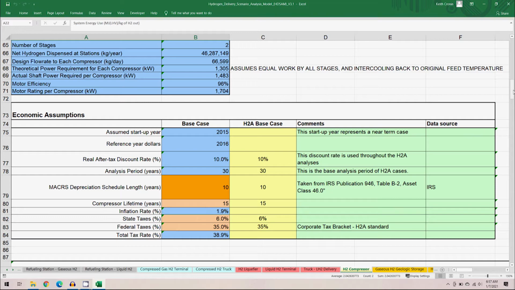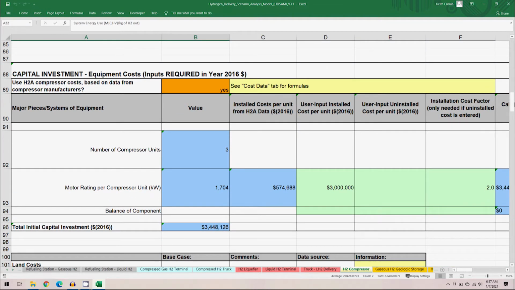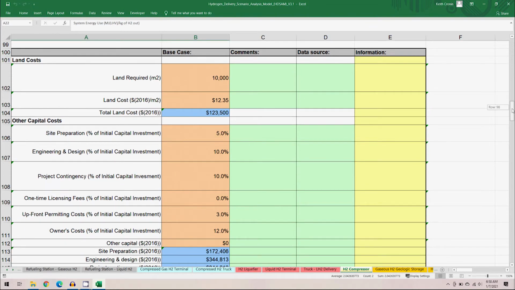Inputs required in this table are compressor lifetime, state taxes, and federal taxes. Next, there are a couple of tables related to capital investment. In the first such table, there's a value for motor rating per compressor, and the total initial capital investment is reported here. In the second capital investment table are required inputs for land cost, as well as other capital costs that include site preparation, engineering and design, project contingency, one-time licensing fees, upfront permitting costs, owner's costs, and other capital.